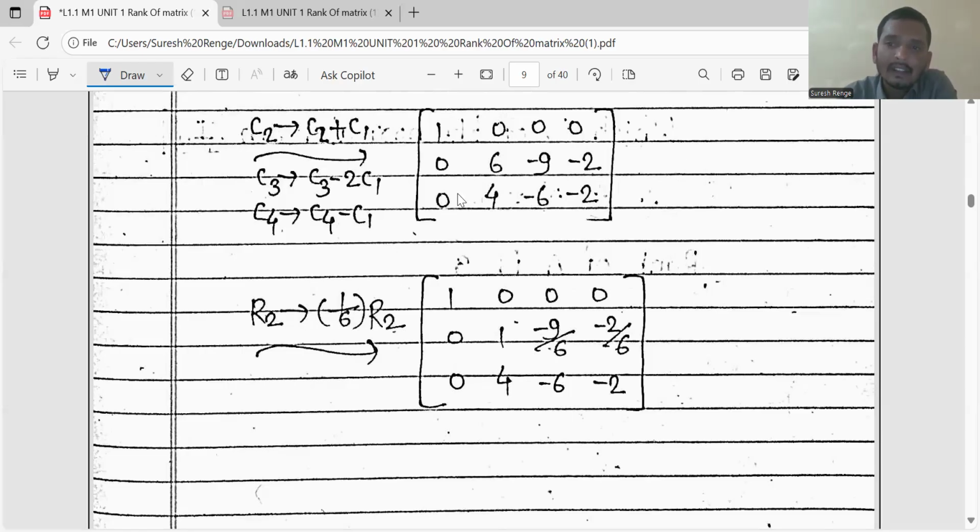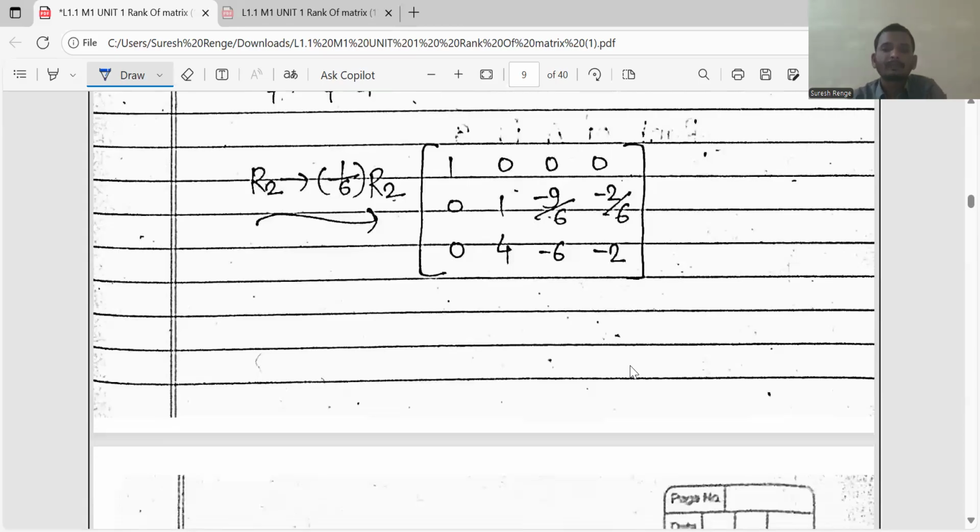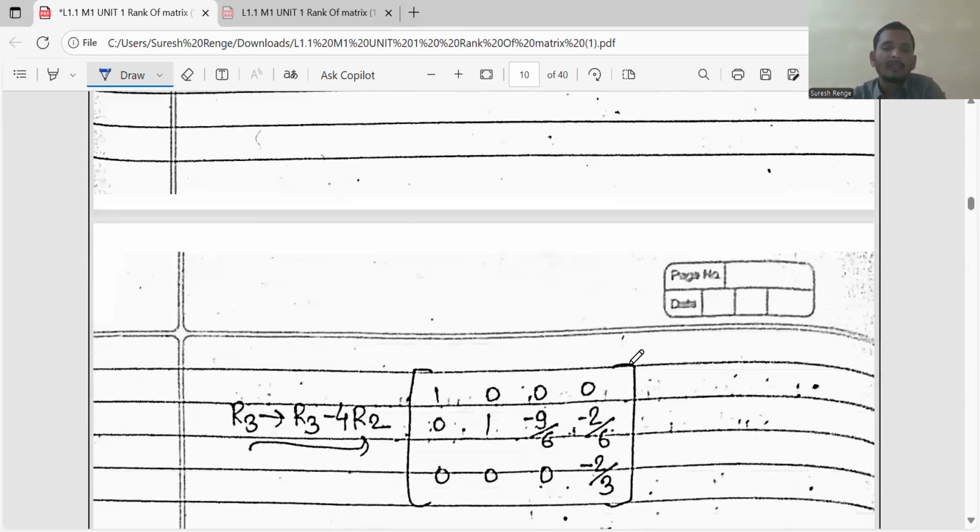If you divide row number 2 by 6, there is no change in row number 1, therefore row number 1 as it is. There is no change in row number 3, row number 3 as it is. And dividing row number 2 by 6: 6 divided by 6 is equal to 1, 9 divided by 6, minus 9 divided by 6, minus 2 divided by 6. This is your matrix.